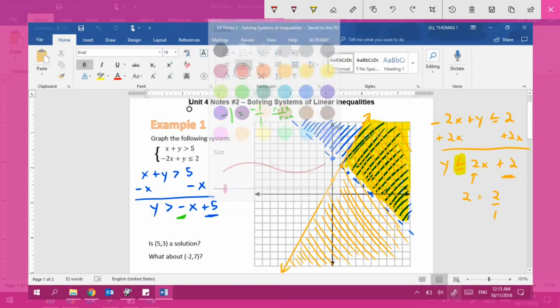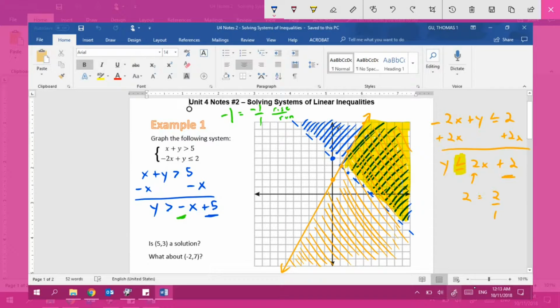You can see down here, one question says, is (5, 3) a solution? And all we have to do is find (5, 3) on our graph. So we'll go over 5: 1, 2, 3, 4, 5, and up 3: 1, 2, 3. And we can see (5, 3) is right here. See that red dot right there? Does that lie in the overlapped shaded area? Yes, it does. So that means it is a solution.